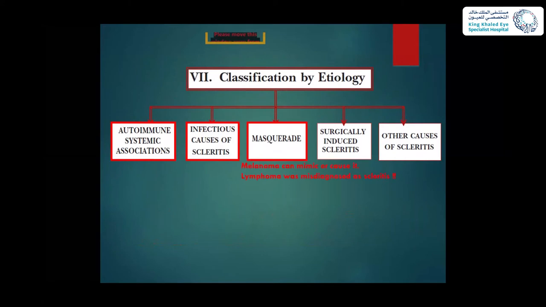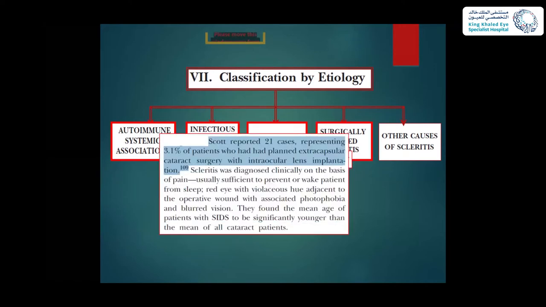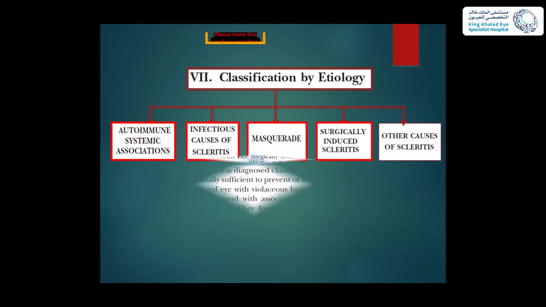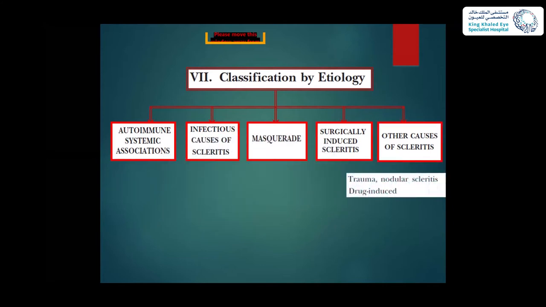Masquerade is an important cause of what looks like scleritis. I will show you one picture; we just saw it this week, a patient who was following with us for the last couple of months, and we think masquerade is one of the possibilities in that case. The common causes are lymphoma or leukemia; leukemic infiltrate surrounding the sclera can mimic scleritis. Surgically induced scleritis, as we said, mostly has some infectious background, or sometimes it is melting and thinning without being infected. Other causes like trauma or drug-induced scleritis also need to be kept in mind.